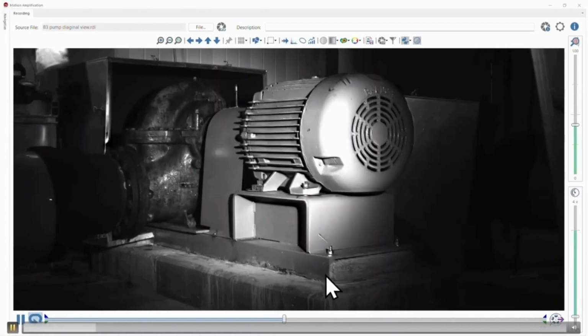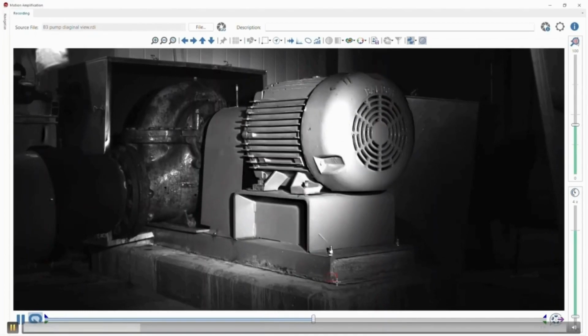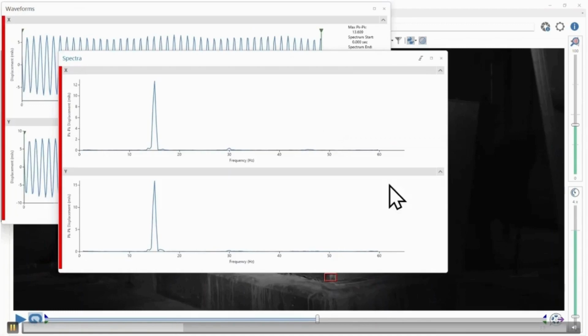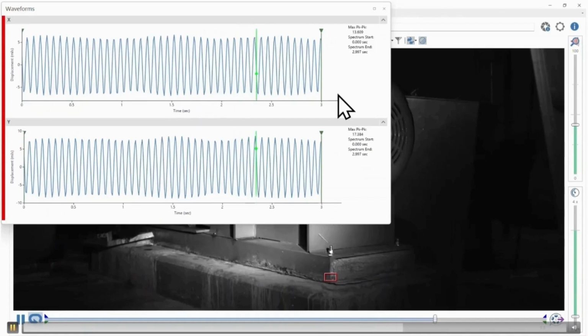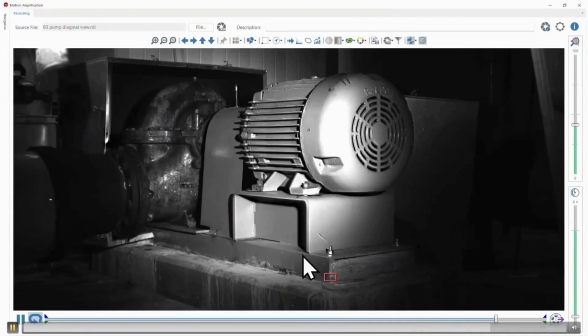One of the topics that will come up quite often in the basic motion amplification training is vibration analysis, because one of the major benefits of motion amplification is the ability to perform vibration analysis without having to touch or make contact with the equipment being analyzed.